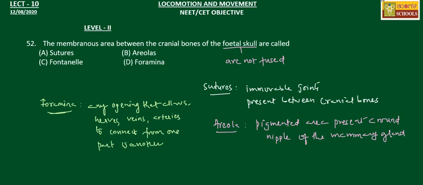And coming to these fontanelles. These fontanelles are membranous gaps which later will become sutures. When the baby is born, the skull bones are not fused. They later get ossified and finally get fused and become immovable joints, which we call sutures. So the membranous area between the cranial bones of the fetal skull are called fontanelles. So option C is right.